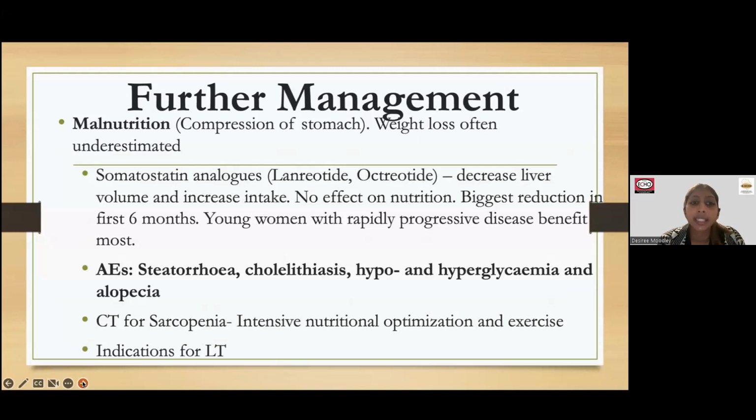The biggest reduction is seen in the first 6 months, and this works quite well with young women who have rapidly progressive disease. Just to note, you can get steatorrhea, cholelithiasis, it can affect your glycemic control and cause alopecia. I also suggest doing a CT scan for sarcopenia. And once you've diagnosed this, do intensive nutritional optimization and exercise. And if at any point the patient's not getting better, look for indications for liver transplant.